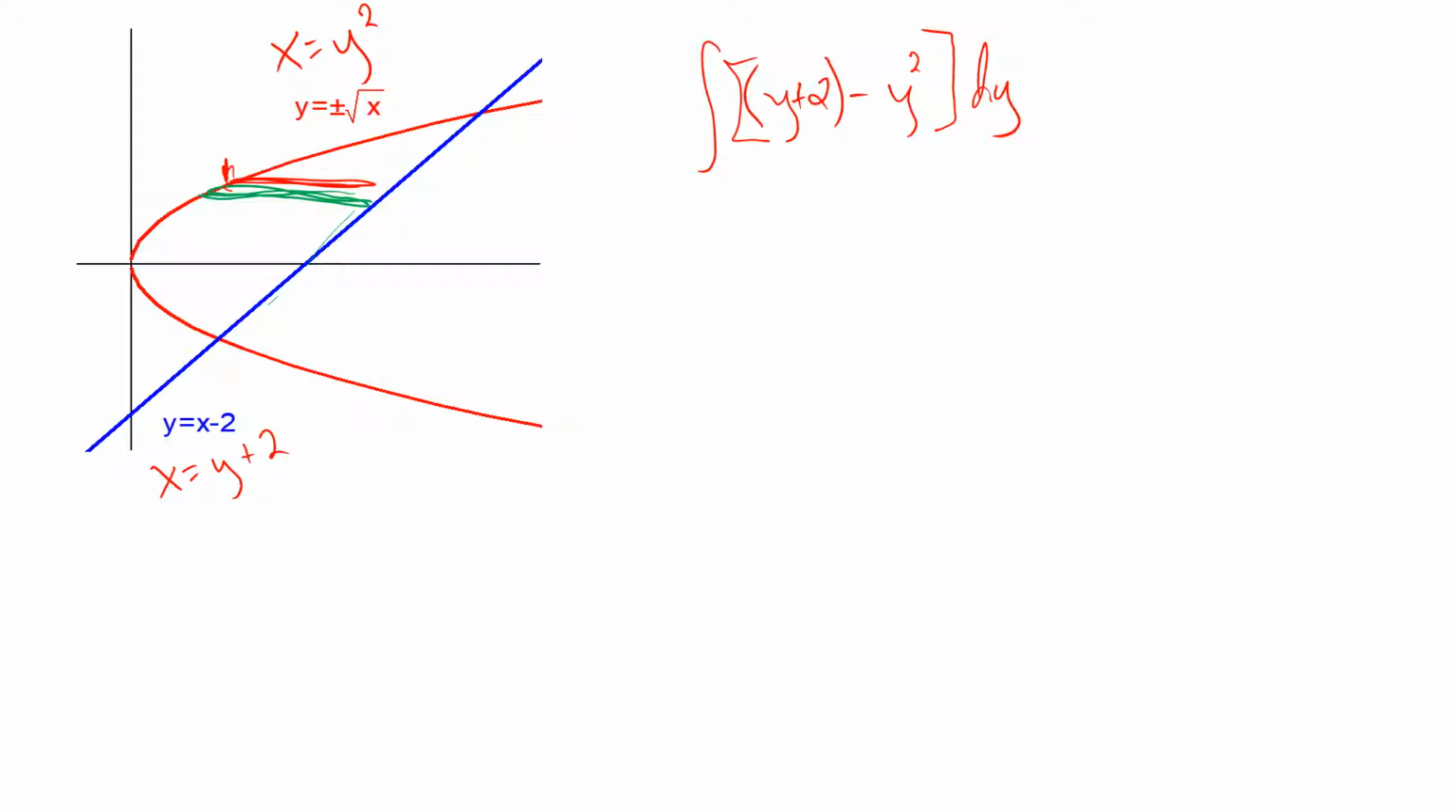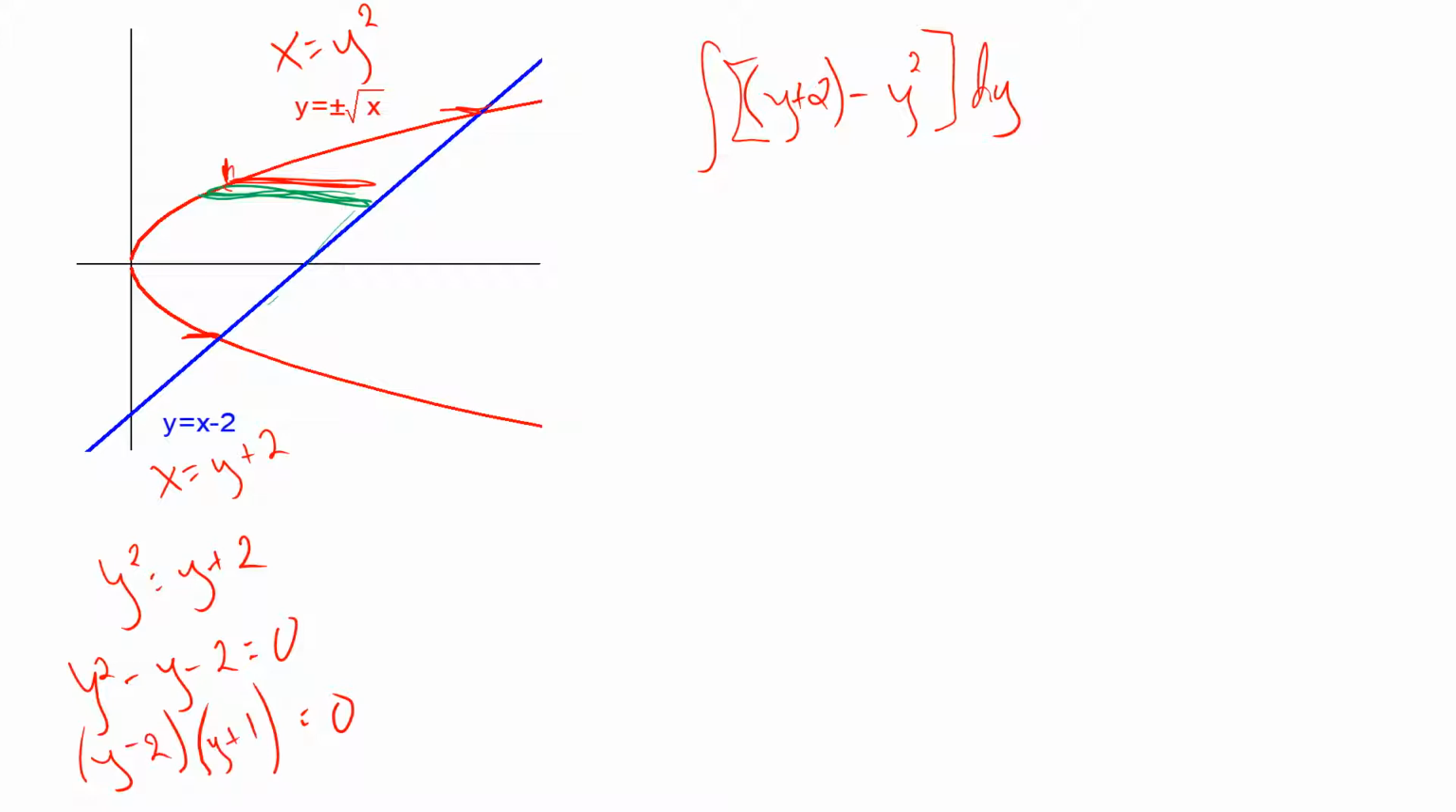And we need to know where we're going from. We're going from here to here. The y values, everything has to be a y value. We can't use the x values. We would find them the same, just set them equal to each other. Y squared equals y plus 2. Subtract over. Y squared minus y minus 2 equals 0, factor. We have y minus 2, y plus 1, which means that y could equal 2 or negative 1. There we go. And then we can solve it.